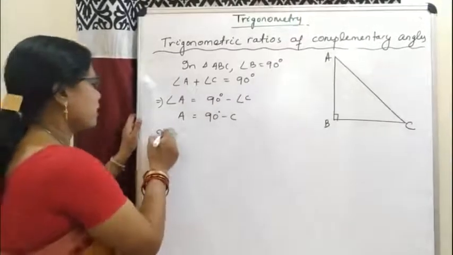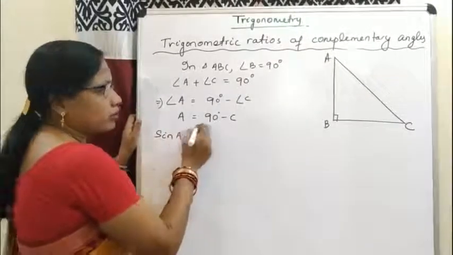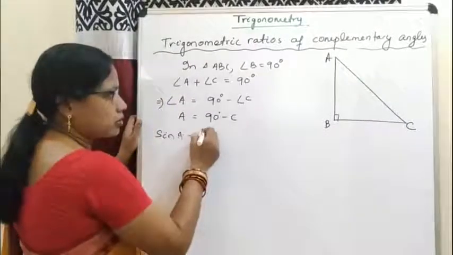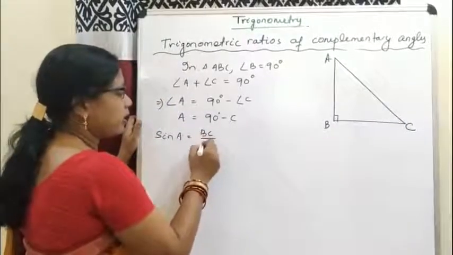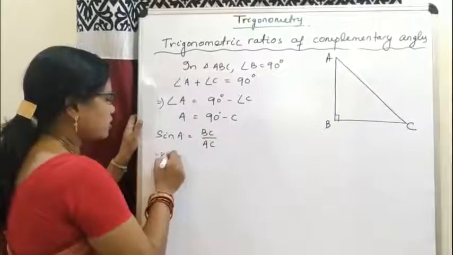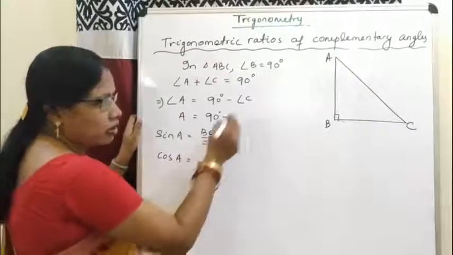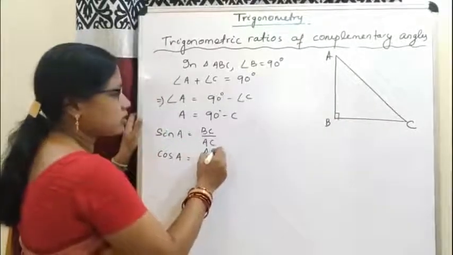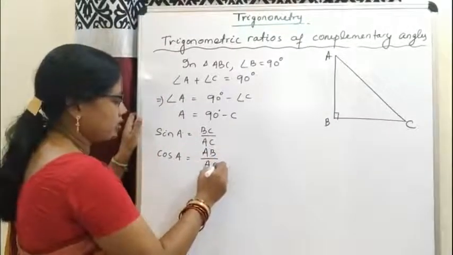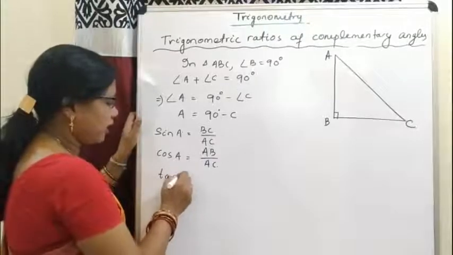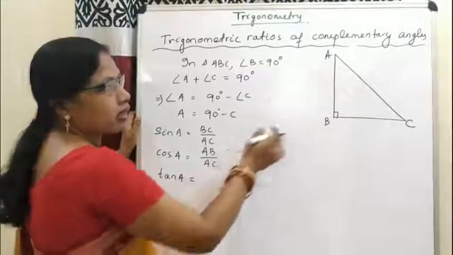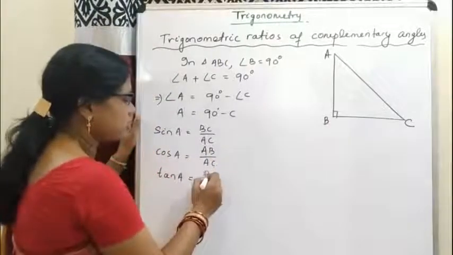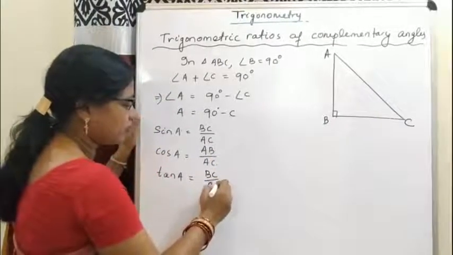So what is sine A? Sine A is opposite side by hypotenuse. So this is equal to BC by AC. So cos A is adjacent side by hypotenuse. So this is equal to AB by AC. Then tan A is opposite side by adjacent side. So this is BC by AB.